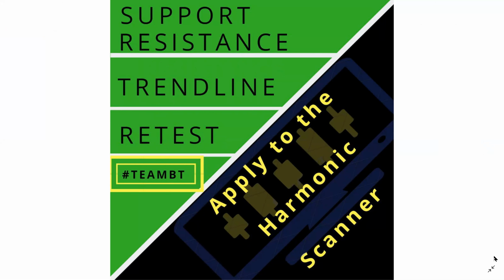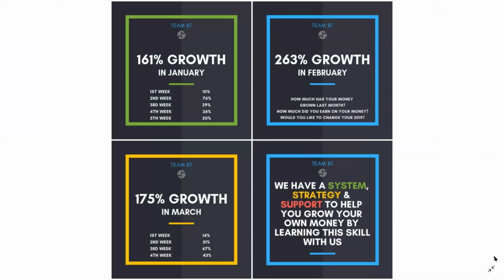The results that you're going to have is simply this. I mean, when you look at it, let me take you to the January. January did 161%. It was 10% on the first week, 76 on the second week, 29 on the third week, 26 on the fourth week, and 20% on the fifth week. February did 263. Sorry that this pic didn't have the breakdown of the weeks, but I could probably do it over next time. March was 175%. And this was January, February, March. Each month is well over 100% growth.